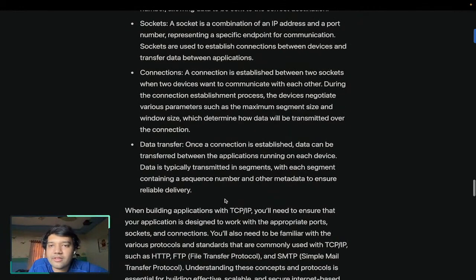A connection is established between two sockets when two devices want to communicate with each other. During the communication establishment process, the devices negotiate various parameters such as maximum segment size and window size, which determine how data will be transmitted over the communication. Okay.